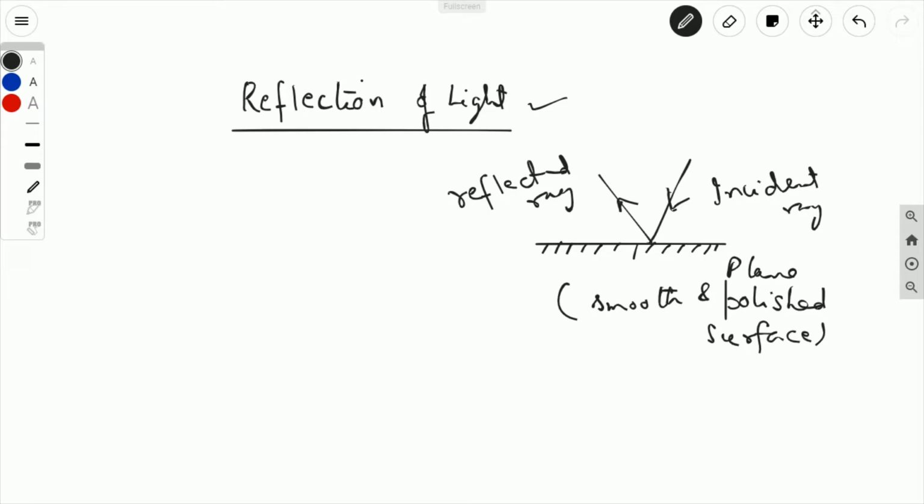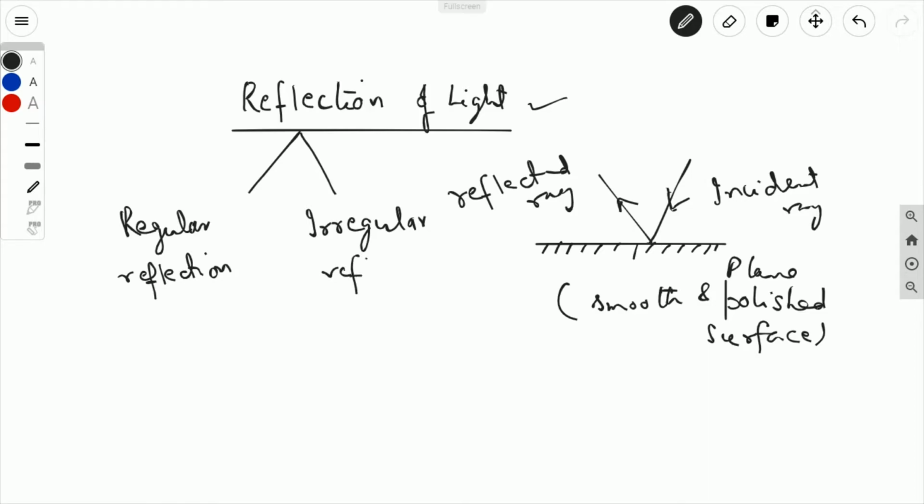Now there are two kinds of reflection. Reflection of light will be of two types. One is called regular reflection, and another is called irregular reflection. We have to know the difference between regular reflection and irregular reflection.